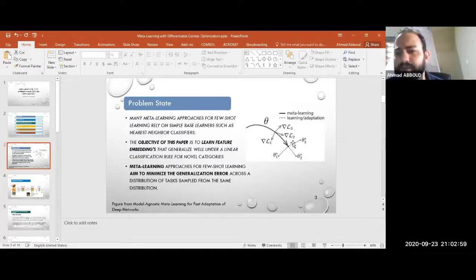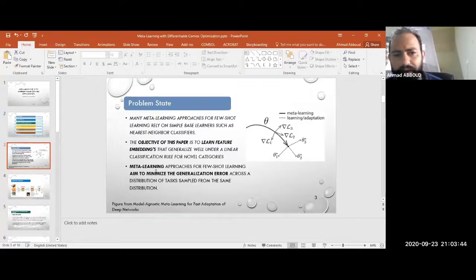In this image, you can see it is from MAML, model-agnostic meta-learning for fast adaptation of deep networks. As you see, the meta-learning parameters, they are trying to generalize the parameters in order to adapt to several specific tasks. And this is done according to the techniques of the approach done by MAML. However, each approach has a different model to tackle this problem.